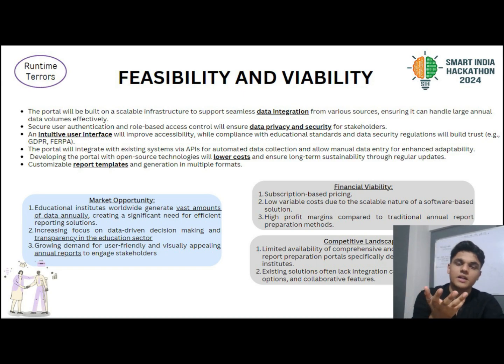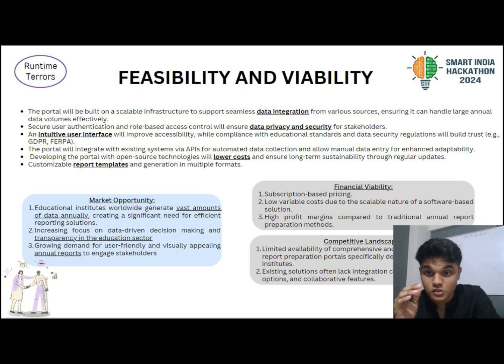For the financial viability, the most important thing is the subscription based pricing that we can do here, and low variable cost due to the scalable nature of a software based solution. We are removing the traditional annual report, which was very expensive, and doing it with a software based solution minimizes the cost. Third, there are high profit margins compared to the traditional annual report, which is the same thing I said previously. So we are also focusing on financial viability.